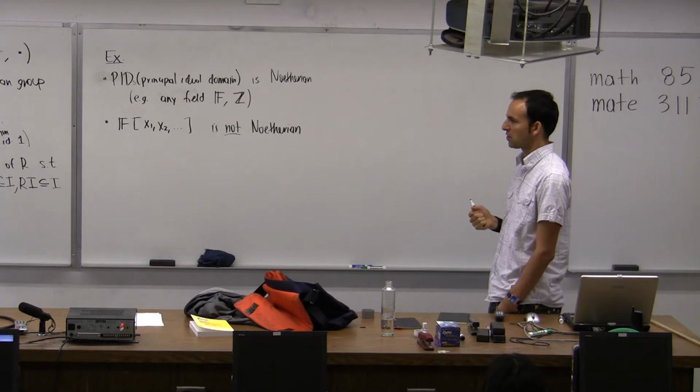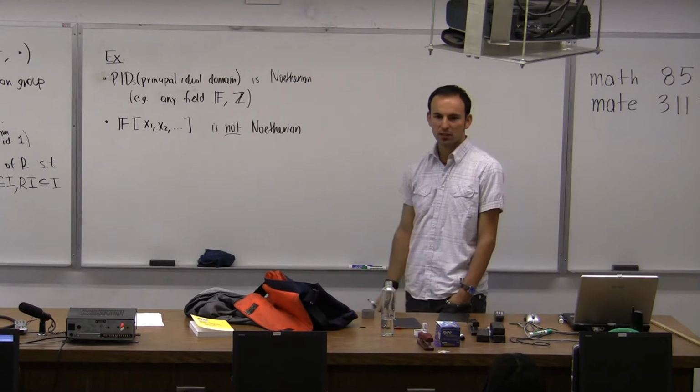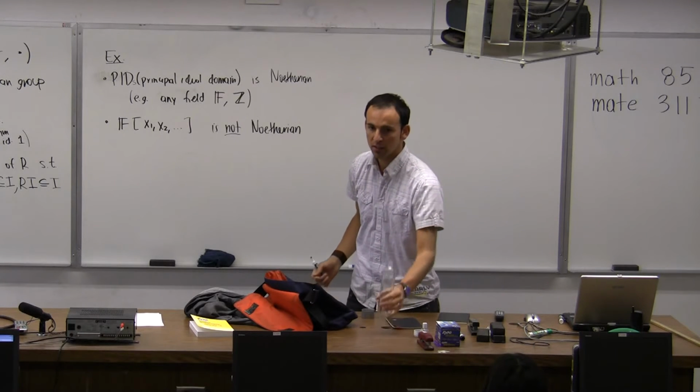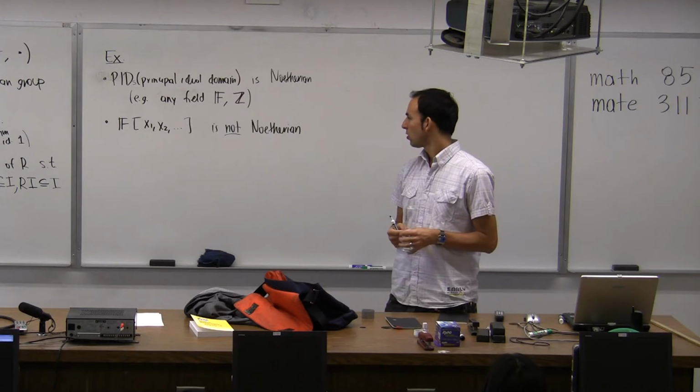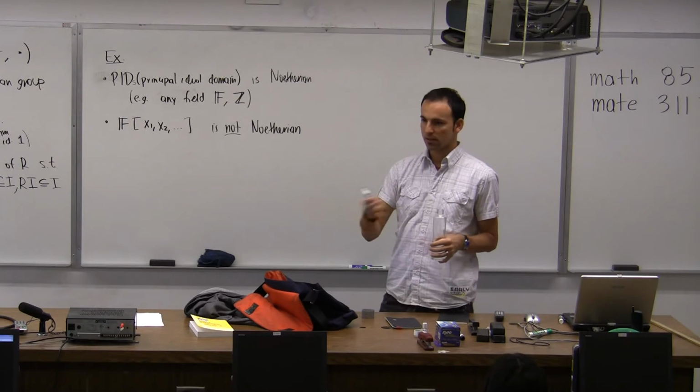So how do I show that to you? Well, so far I have two options. I can either give you an ideal that's very big in the sense that I cannot generate it finitely, or I could give you an infinite chain of ideals that's increasing.